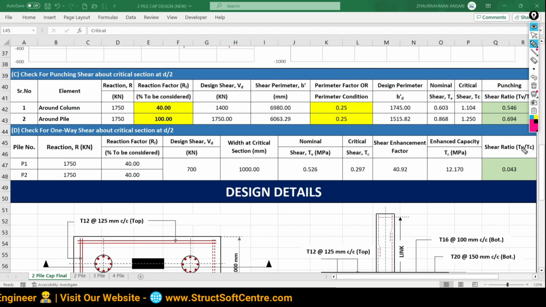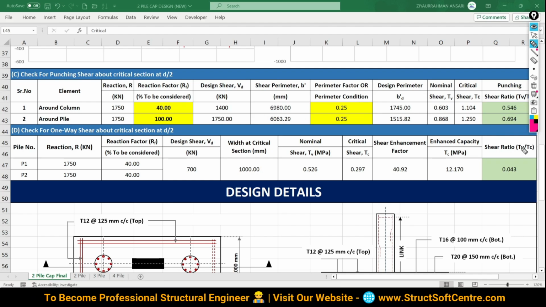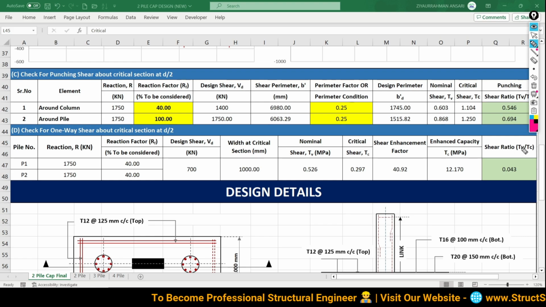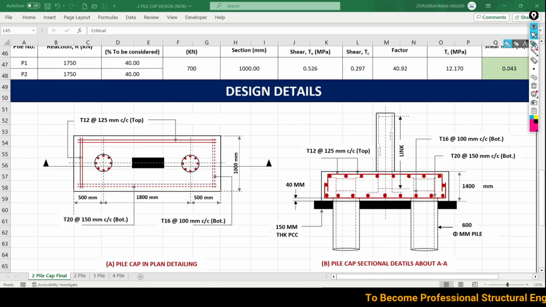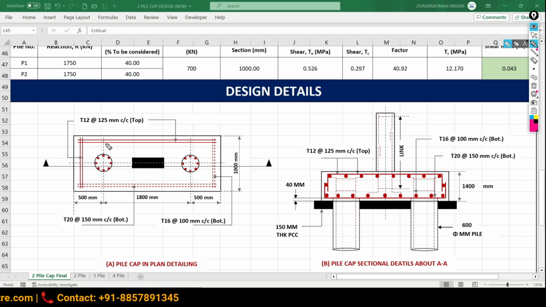So this is all about how you can design the pile cap using this Excel sheet, especially for the pile cap for two piles. Finally, this sheet will also give you the detail, in plan as well as in sectional elevation. If you see, the bottom reinforcement is shown by the dotted line, and the top reinforcement is shown by the solid line.